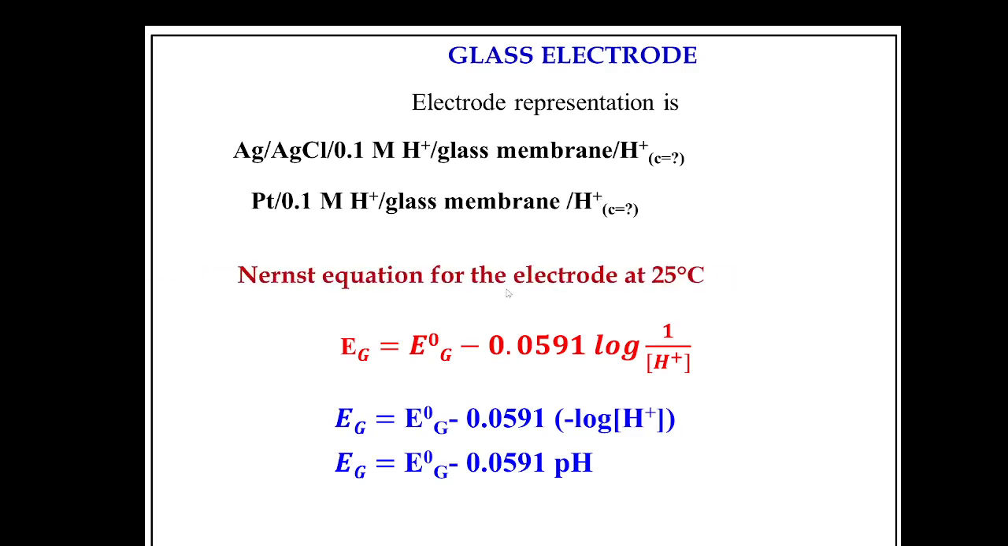The Nernst equation for this electrode at 25 degrees Celsius is Eg equals E naught G minus 0.0591 log 1 by H plus ion concentration. Log 1 by H plus ion concentration is minus log H plus concentration. Therefore, finally the equation comes to Eg equals E naught G minus 0.0591 pH. And E naught G, that is the standard electrode potential of the glass electrode, is 0.6 or 0.5 depending on the variety of glass.